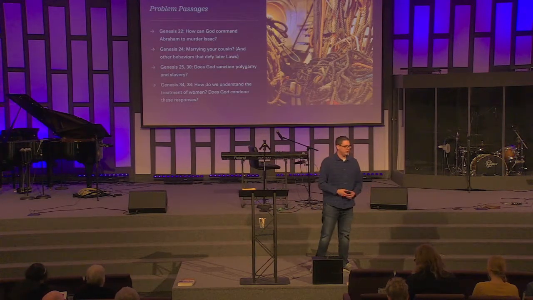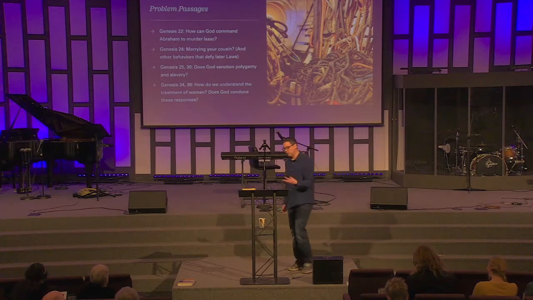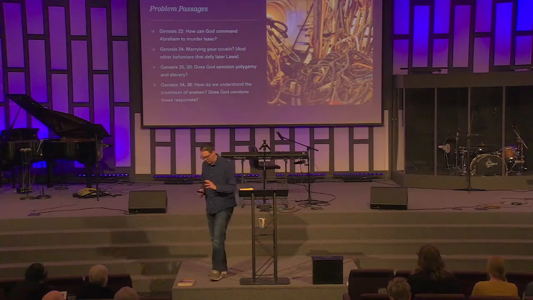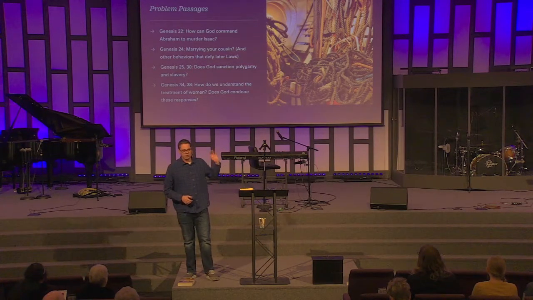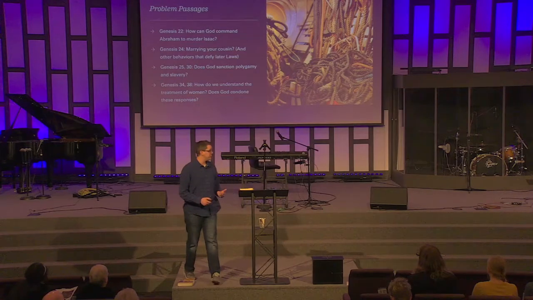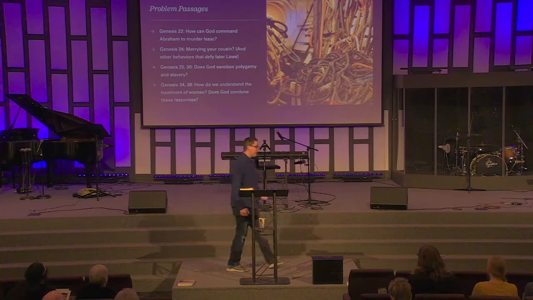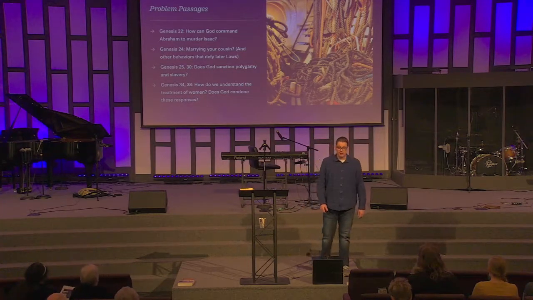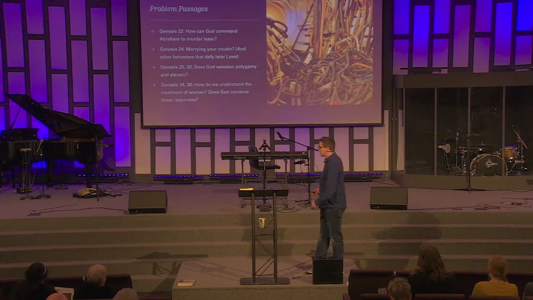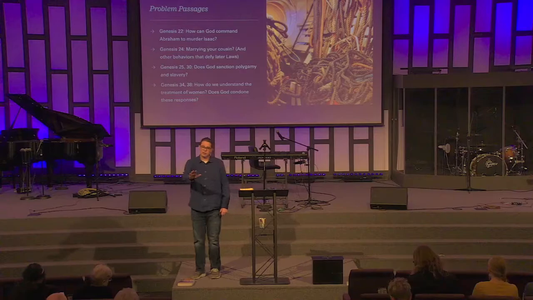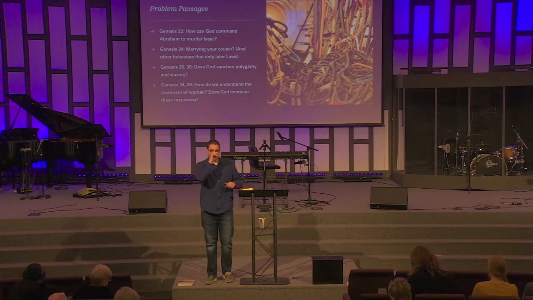Problem passages, and this is where I want to spend some time discussing, and if there are others that you know of that I'm not bringing up, feel free to bring them up. I don't care which one of these we talk about, so I'm just going to throw all these out there, and we'll go through them as you want to and talk about some of the issues. One of them is Genesis 22. How can God command Abraham to murder Isaac? Okay? How is that moral? Major issue. Okay, Genesis 24, what about marrying your cousin? And here's why, and again, you wouldn't make this up.